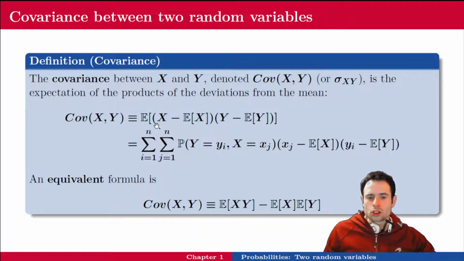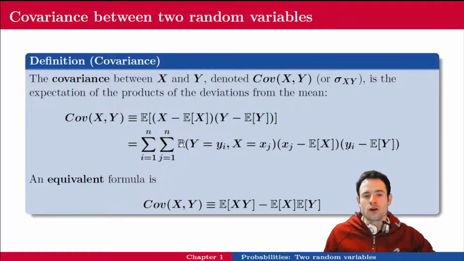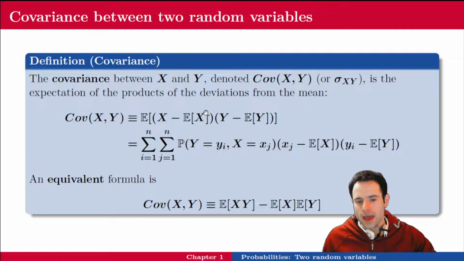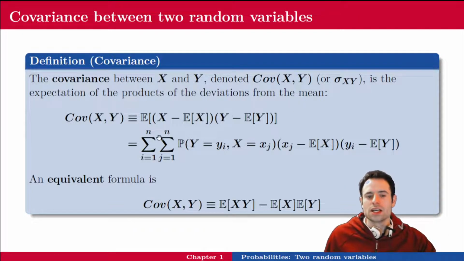This formula should remind you of something we've talked about already. Deviation from the mean, expectation, this should ring a bell and it should remind you of the variance formula. Except that this time we don't have a square, because it's not x minus expectation of x times x minus expectation of x. There is some x on the left and there is some y on the right.